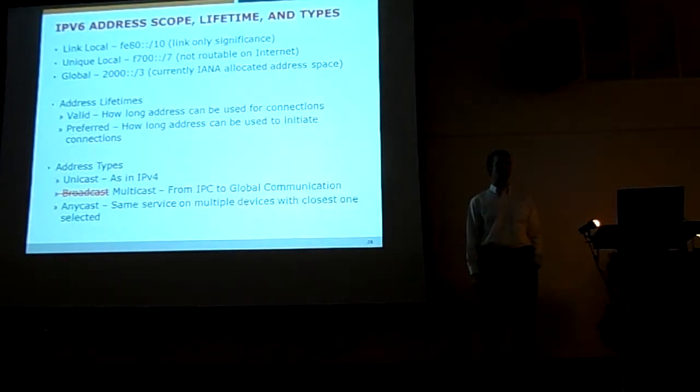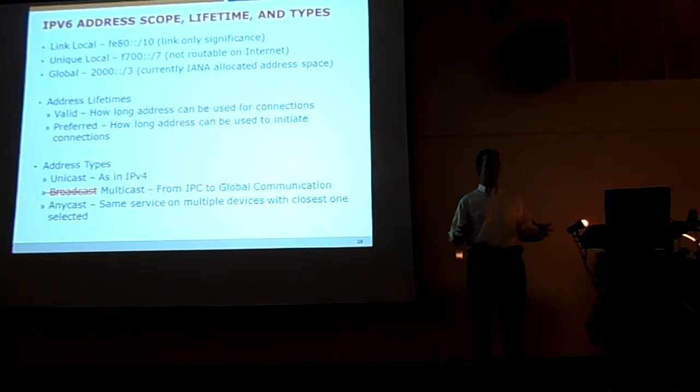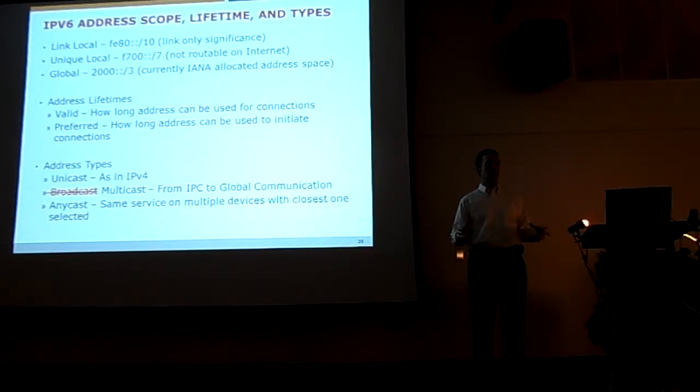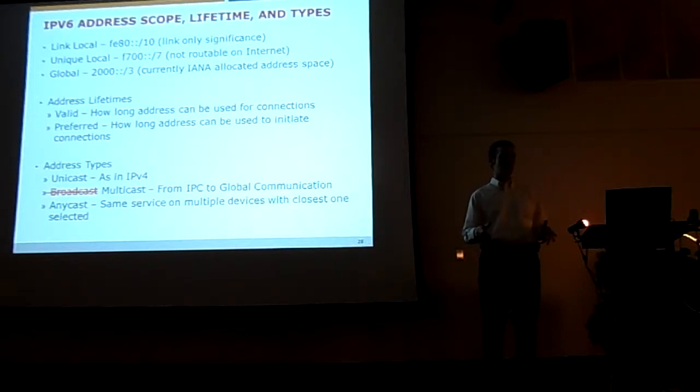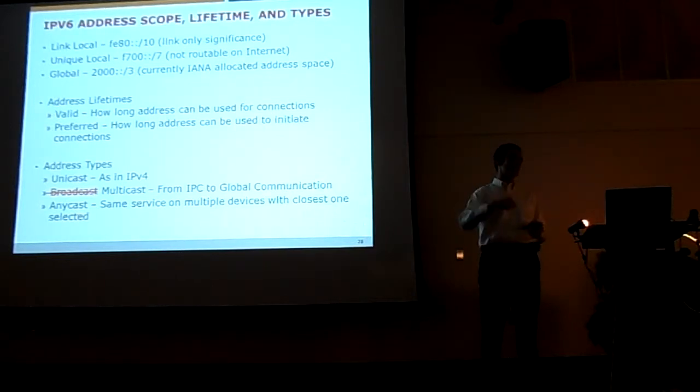It comes with a valid and a preferred lifetime. The valid lifetime is how long I can actually use it for. And it's not just with DHCP; with any address, there's a valid time. When that valid time expires, I can no longer accept or originate connections with that address. The preferred means as long as it's preferred, I will originate connections with that address. When the preferred expires, I'll accept, but I won't originate.